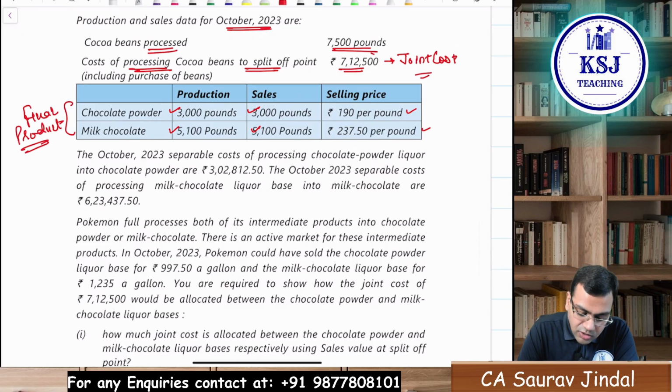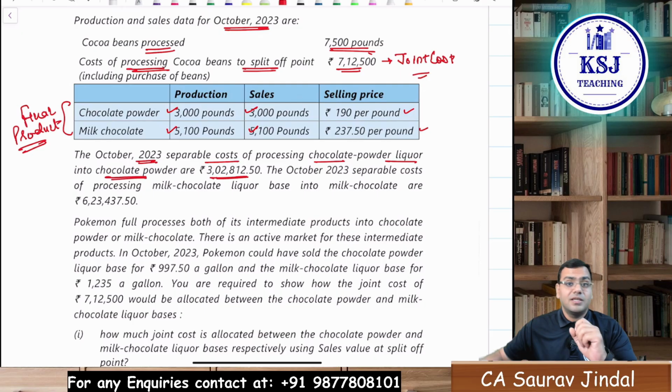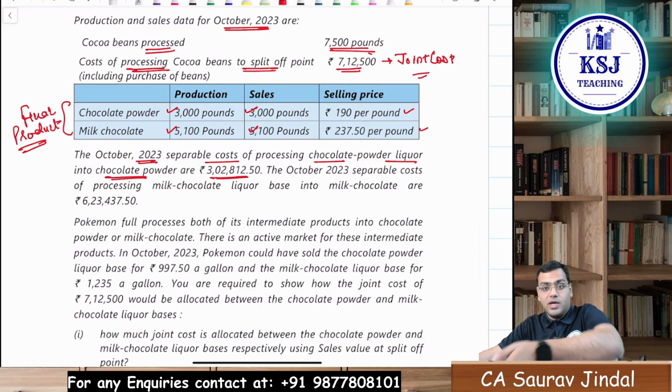The October 2023 separable cost of processing the chocolate powder liquor base into chocolate powder is 3,02,812.5. Now what is this? This is the cost of converting the liquor base into chocolate powder. This part.